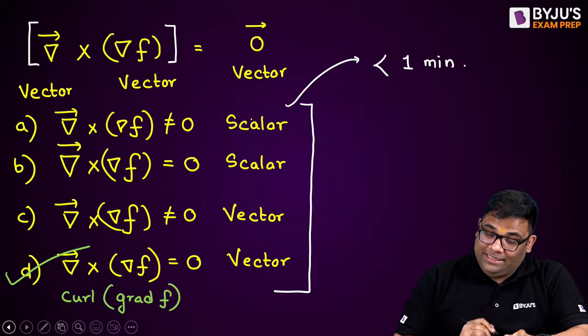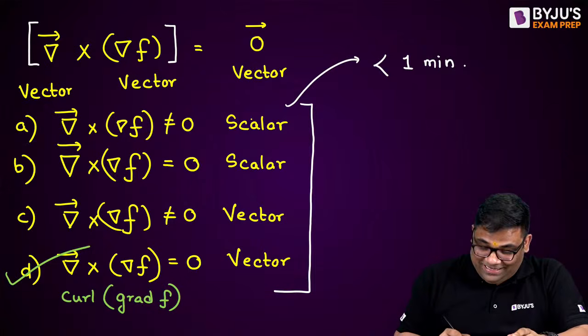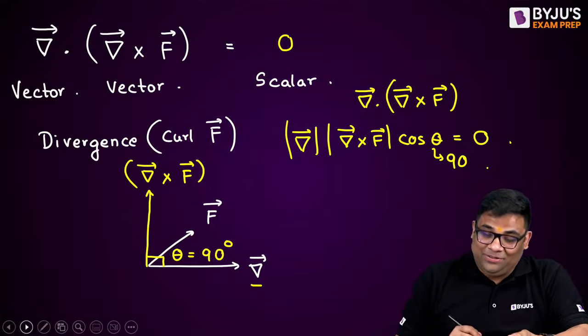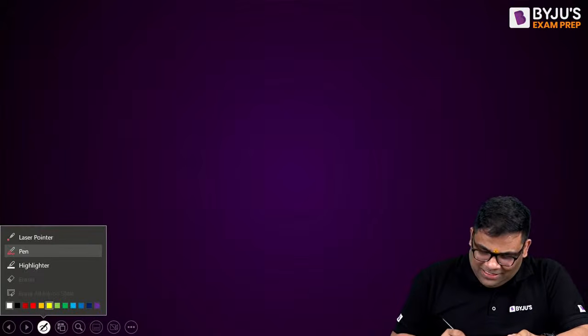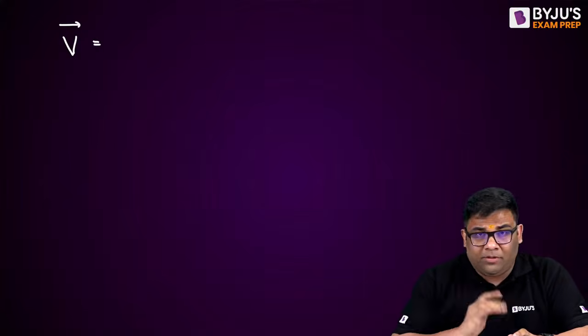So you can see here, these expressions, they can ask you directly. Understood? Now, suppose I ask you a question, that vector v is equal to, I am giving a vector v.